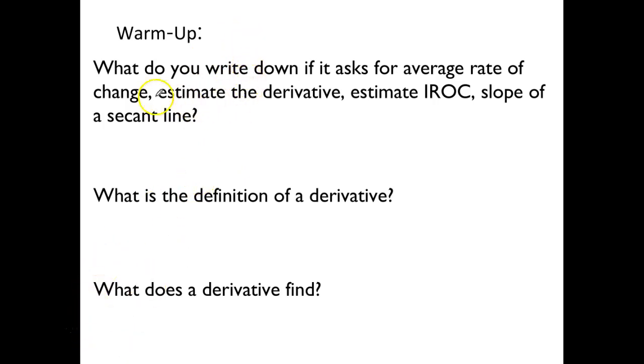So, remember, whenever you see any of those key terms, mostly the word average is the key word, okay? Average is the key word. You're going to be writing down f of b minus f of a all over b minus a. And you're going to be filling that in.